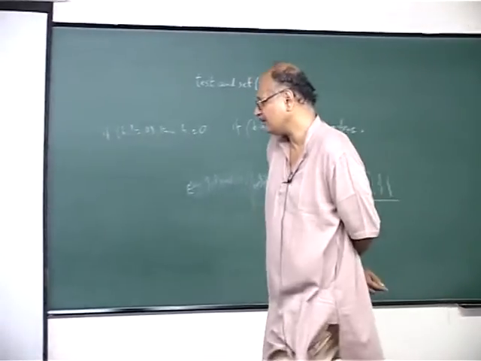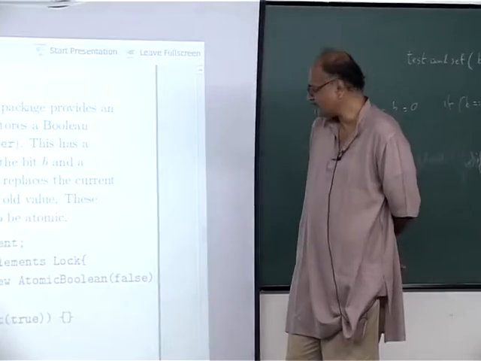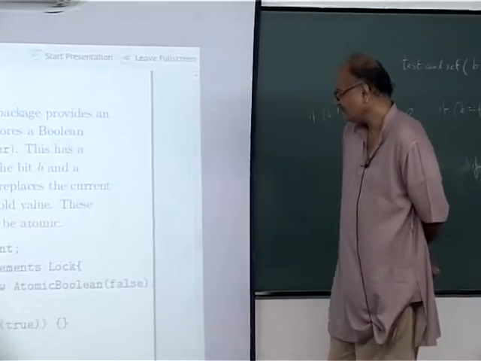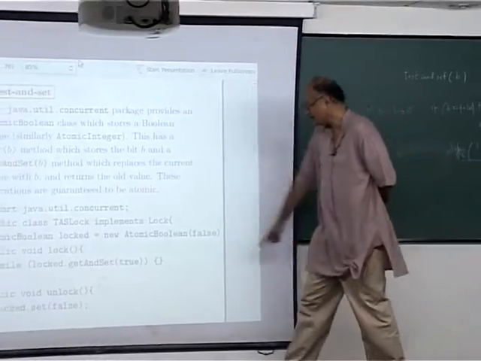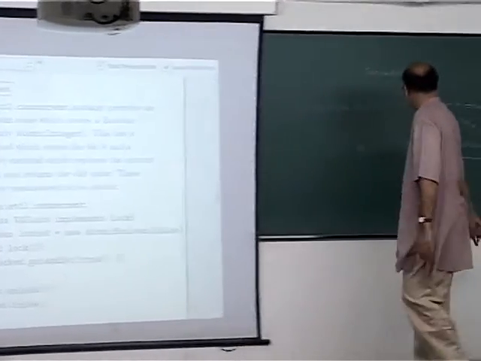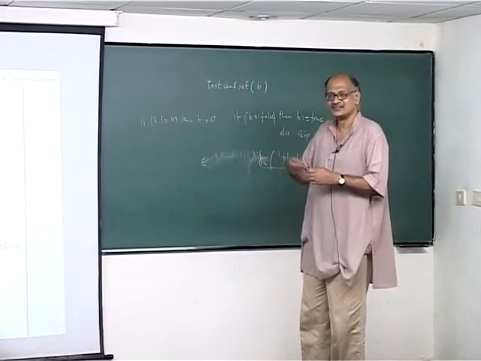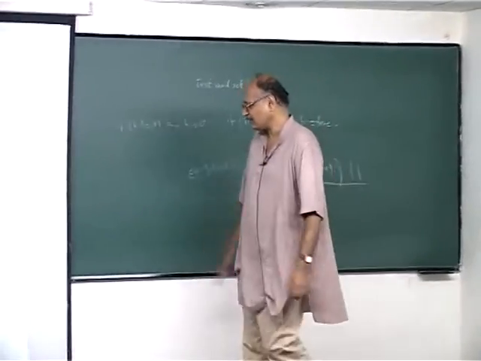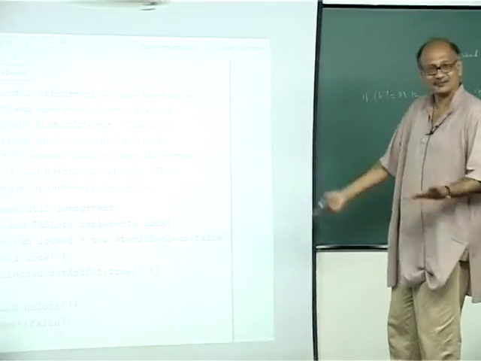And now you have an implementation of the lock. There's basically this atomic boolean. So there's a bit called locked, initially set to false. What does the lock method do? The lock method waits until this succeeds. Basically it tries to set the bit to true. Once it succeeds, the locking is done. What does unlock do? It sets the bit to false. That's all.